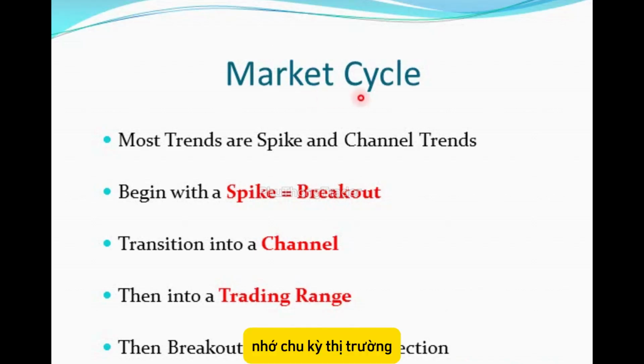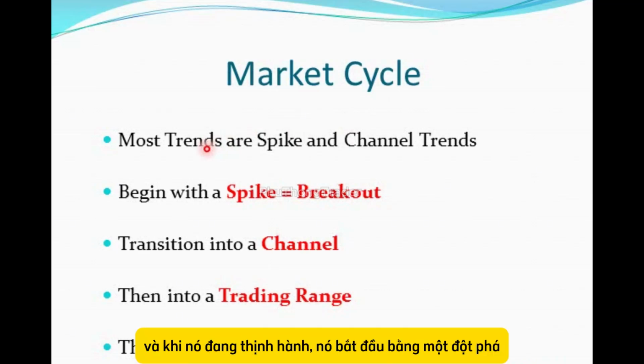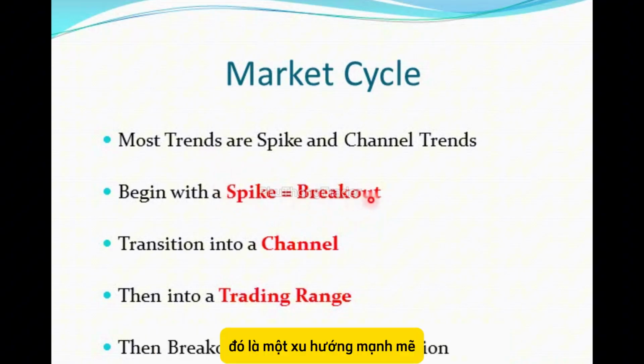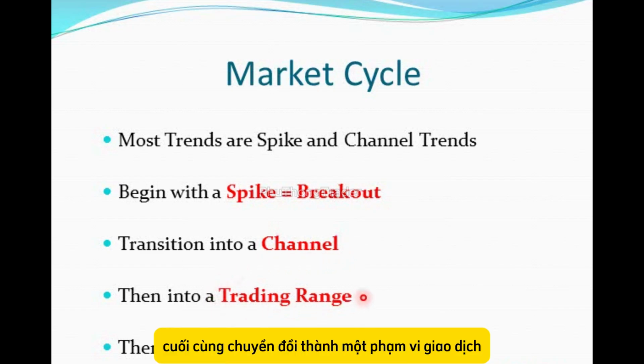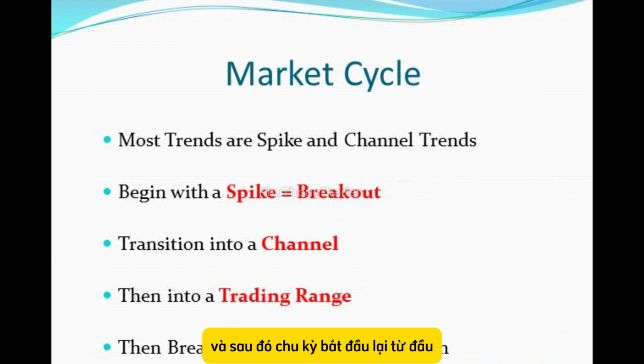Remember the market cycle. The market is either trending or it's in a trading range, and when it's trending it starts with a breakout, which is a strong trend, and then it transitions into a channel where the market has pullbacks, and then the channel eventually transitions into a trading range. The trading range can break out in either direction, and then the cycle begins all over again with that breakout.